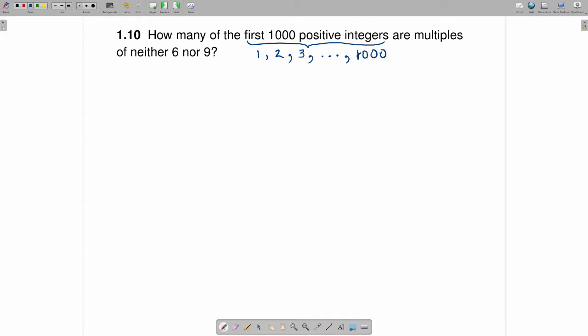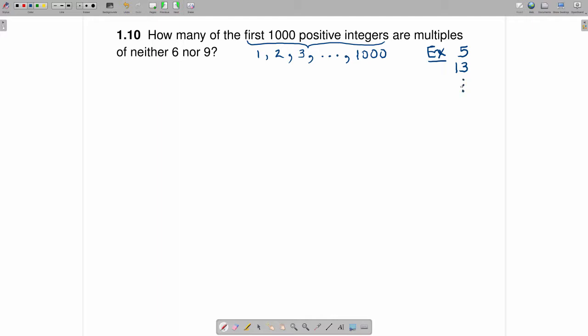And what we would like to know is, of those first 1,000 positive integers, how many are not multiples of 6 and not multiples of 9. If you want an example of a number which is not a multiple of 6 and not a multiple of 9, 5 is one such example. It's not a multiple of 6 or 9. Another one is 13. You can imagine there's quite a few of these.